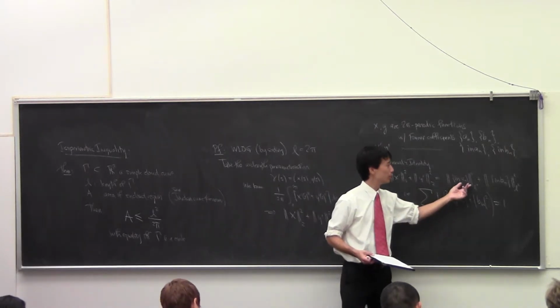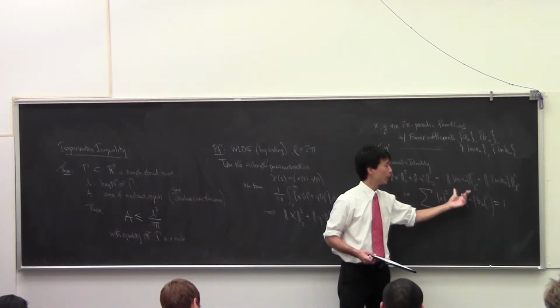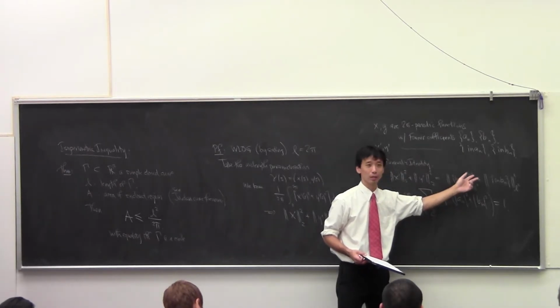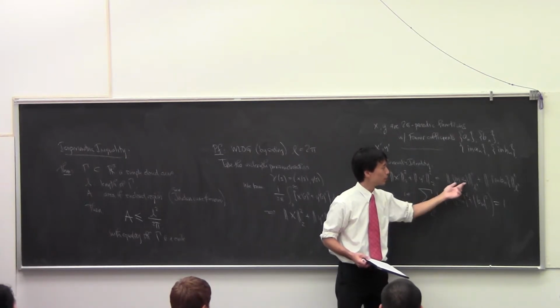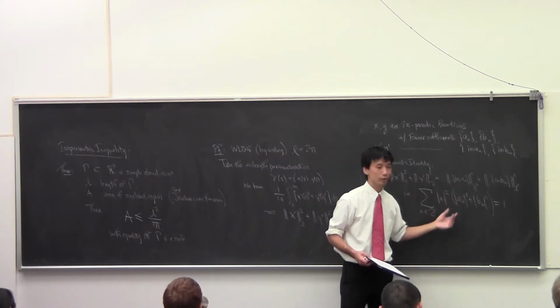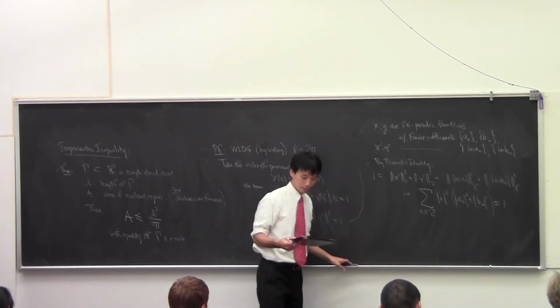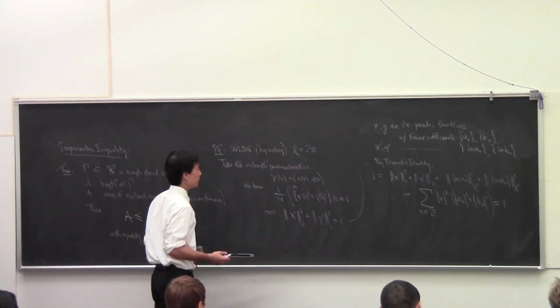Because the little l2 norm is the sum of the squares of these guys. Everything is square rooted, but the square root cancels. It's still squared. So we get the sum of the squares of these guys. You put them together into this. Okay, so that's the first thing we do.